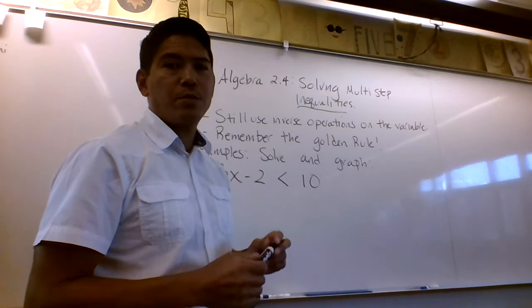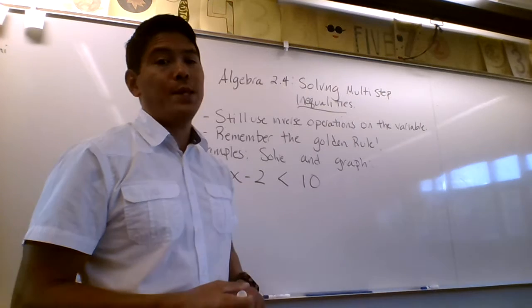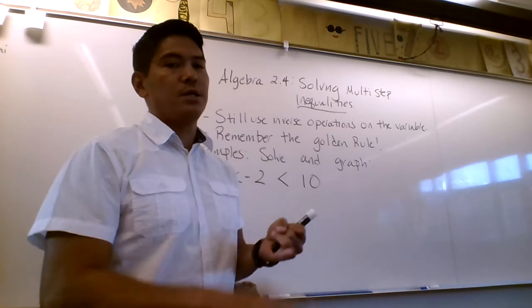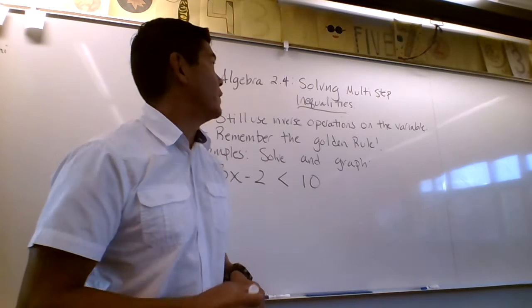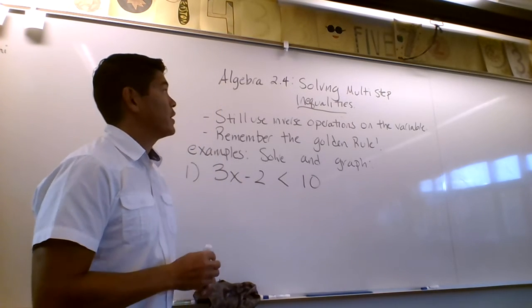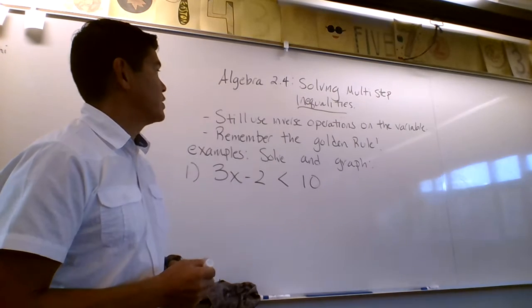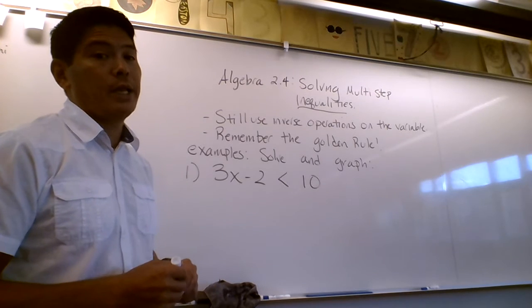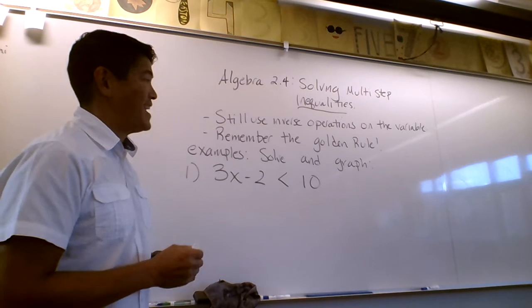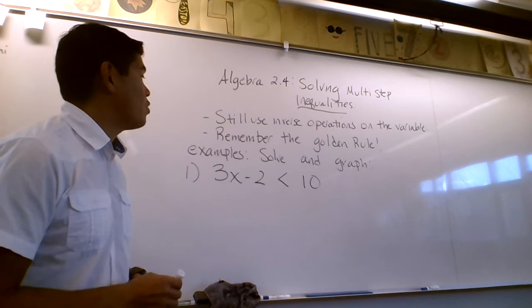With Algebra 2.4, we continue with inequalities, kind of like we did with equations. We started off with simple equations, then multi-step equations, then equations with the variable on each side. When you're solving multi-step inequalities, it's still using inverse operations on the variable. You have to remember the golden rule whenever you're solving inequalities: if you multiply or divide both sides by a negative, then you have to reverse or switch the inequality.